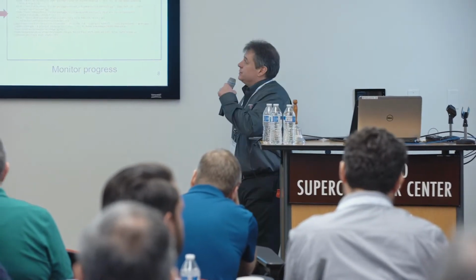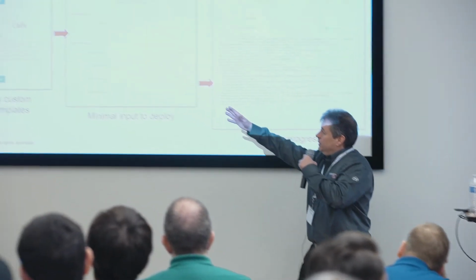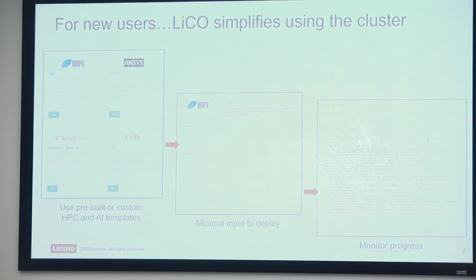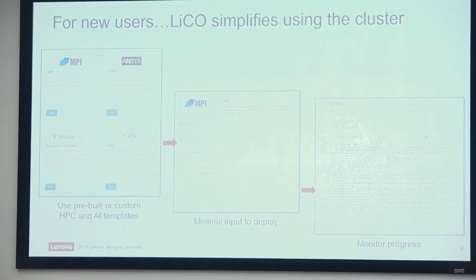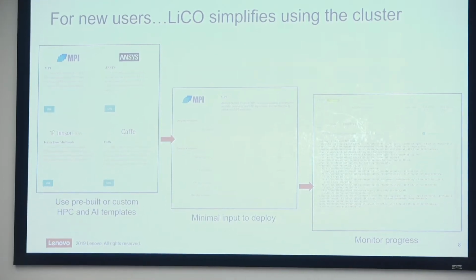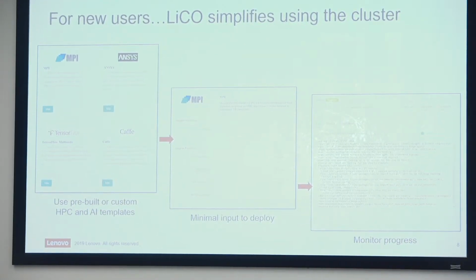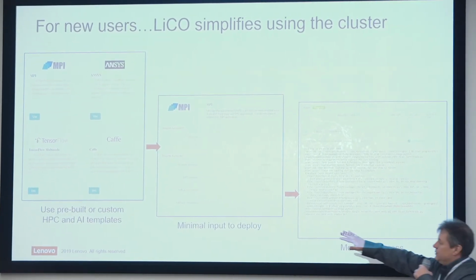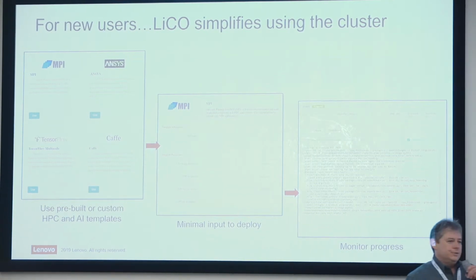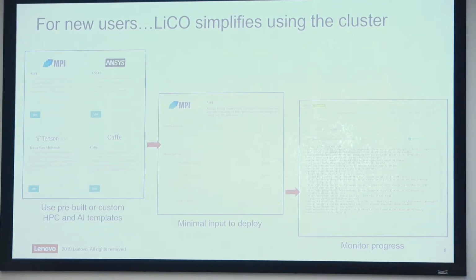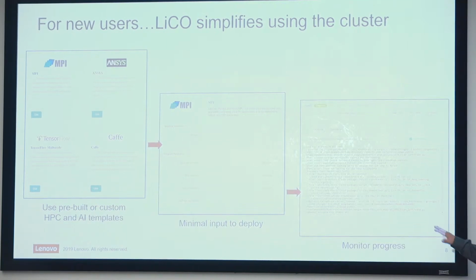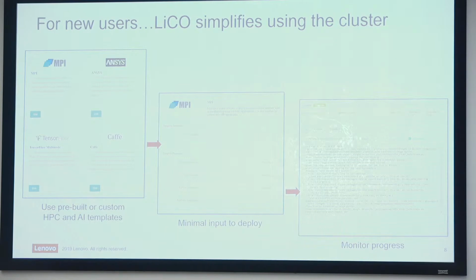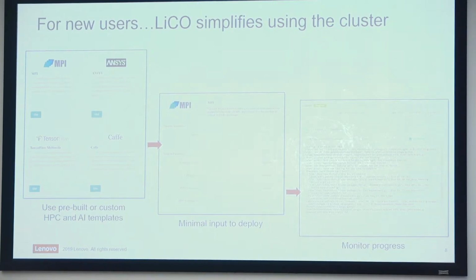So again, for new users, here's how we simplify it. We provide predefined templates, both for some HPC workloads as well as AI workloads around the specific frameworks. You can also create your own custom templates for pretty much anything you want to run on the cluster. You can make them as easy or as granular as you want for the user. And then the user simply has to select one of those templates, fill in a few fields of what they want, depending on what's required there. And then they're able to deploy that job and monitor the logs coming out. If it's AI, get to things like TensorBoard and whatnot.